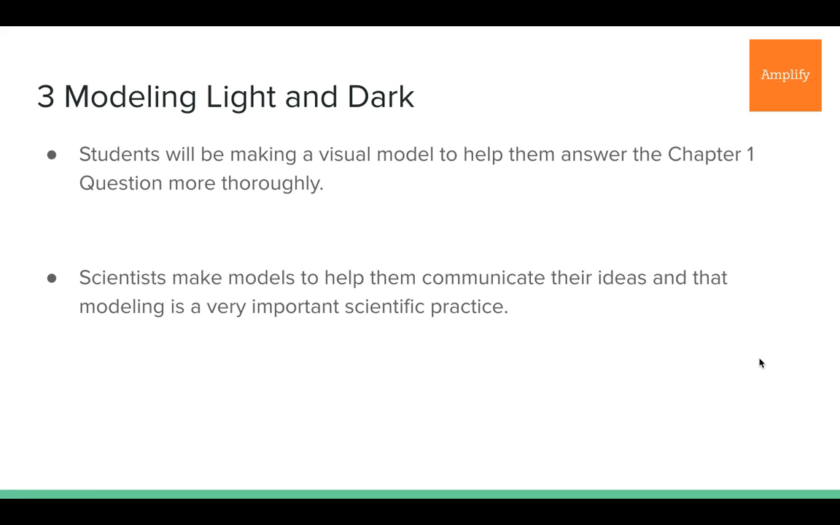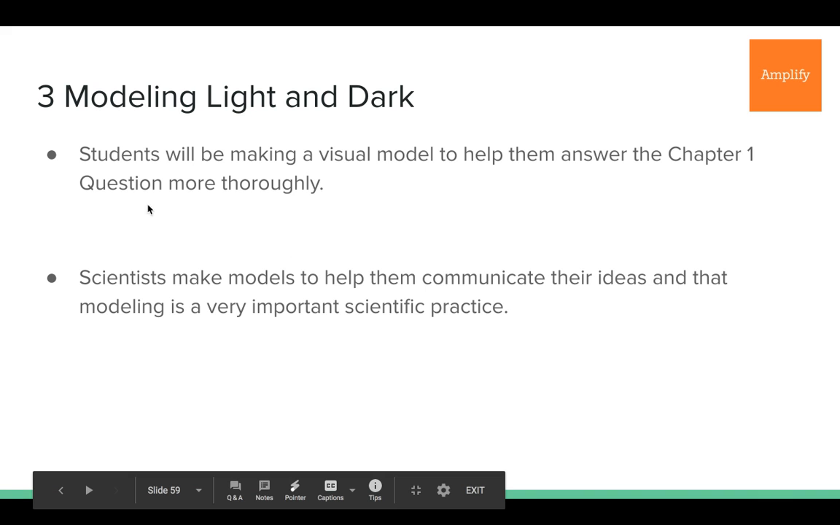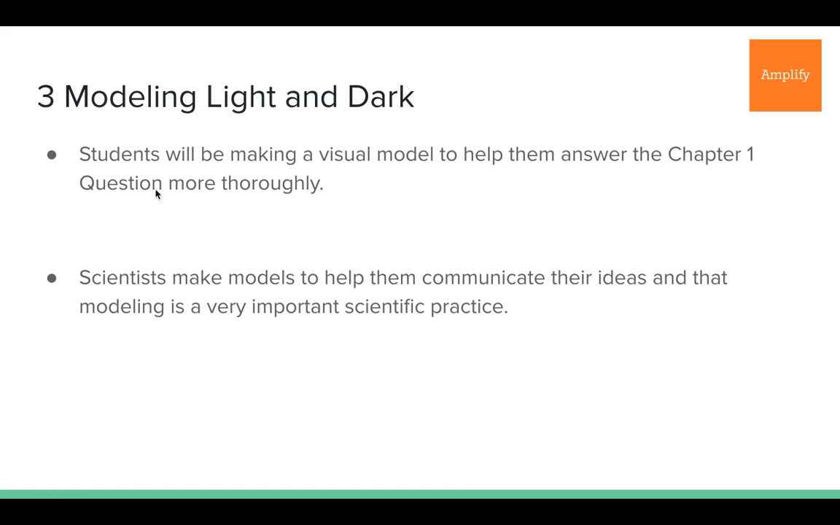Our third activity in Amplify Lesson 1.4 is modeling light and dark. You're going to be using an online tool today to model how the sun hits the moon and how that looks. So here are two objectives. The students will be making a visual model to help them answer the chapter 1 question more thoroughly.